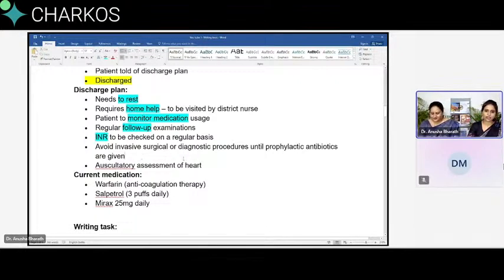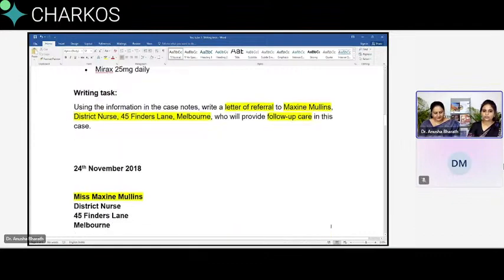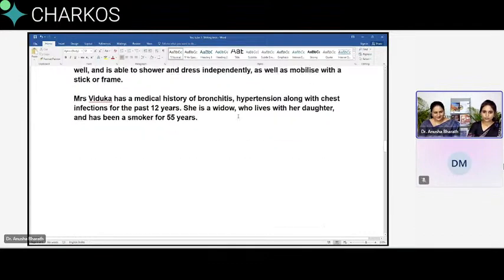And the fact that we have to avoid invasive surgical diagnostic procedures, all these things are important. So let us just... Auscultatory assessment of the heart. Yes, all these. And it is very important that the current medication, you have to write about that as well. Yes. Warfarin, salbutamol, Mirax. We'll have to write about that as well. Yes. So current medications in this scenario will go in our fourth paragraph today. So let us move down to writing or framing the fourth paragraph.